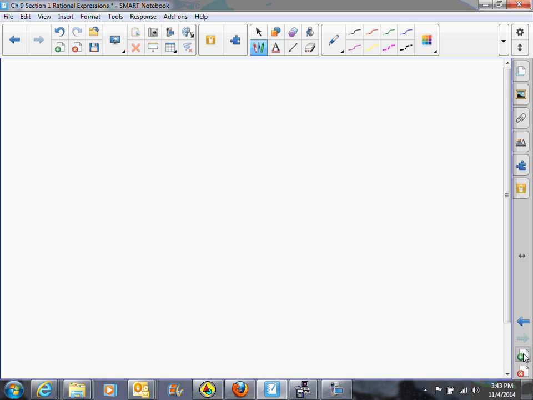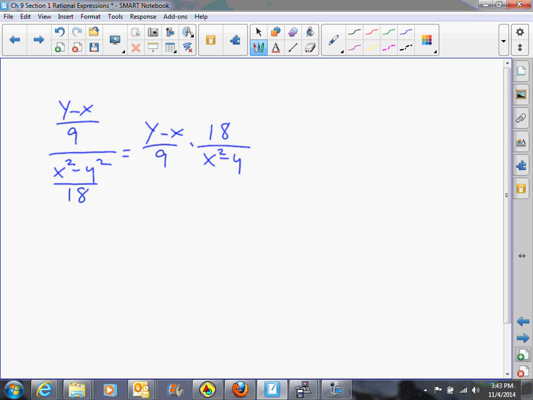If you have something like y minus x over 9 over x squared minus y squared over 18, this really becomes y minus x over 9 divided by x squared minus y squared over 18, times 18 over x squared minus y squared. Notice what I've done is I've flipped this denominator and I'm multiplying it by the other, okay? Now, there's only one polynomial that factors here, and that's the x squared minus y squared. It becomes x plus y and x minus y.